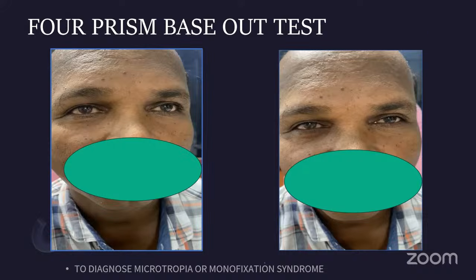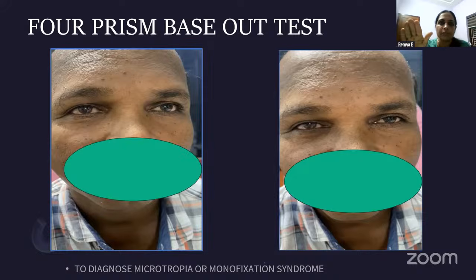Understood? So in BSV, both eyes move and refixate. In microtropia, if you keep the prism in front of the normal eye, there will be movement, but there will not be refixation. But if you keep it in front of the microtropic eye, neither eye moves.